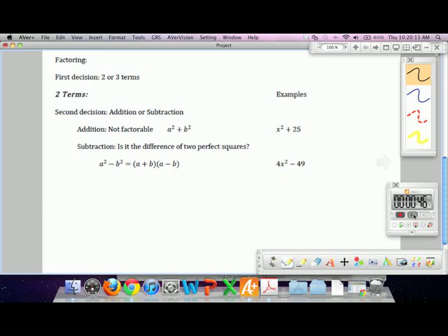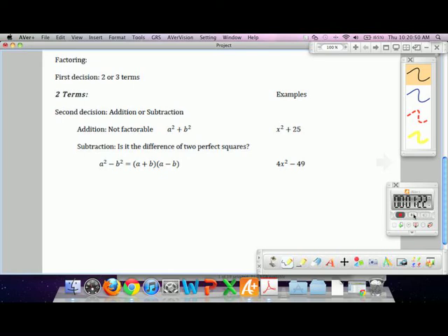So, if we're factoring, meaning breaking down something complex, something that's being added together, into smaller, simpler things that are multiplied together, the first decision we want to make is, when we're looking at what we're asked to factor, are there 2 terms or 3? That's a matter of just counting. If you only see 2 terms, then there's really only 2 things that can be going on. They're either being added together or they're being subtracted. If you have 2 terms and they're being added together, you might as well just stop, because there's nothing more you can do. Not factorable.